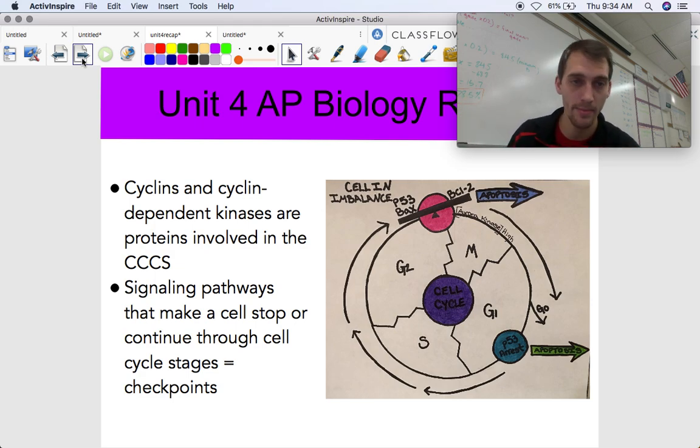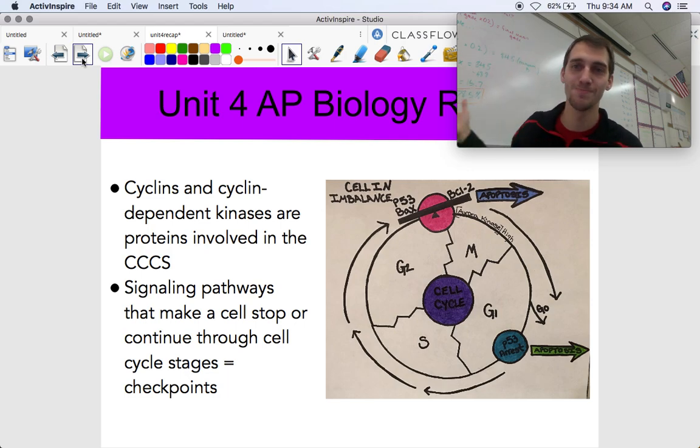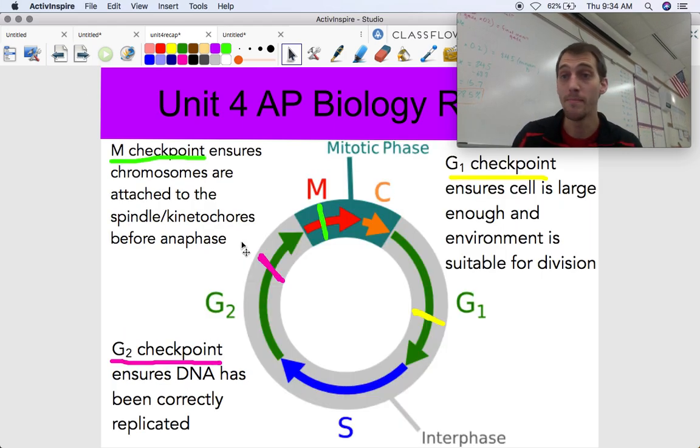Signaling pathways that make a cell stop or continue through cell cycle stages are called checkpoints. So cyclins and cyclin-dependent kinases are involved in signal transduction pathways that will tell a cell, hey, you're good to go on to the next phase of the cell cycle, or no, you're not good to go on, and you should apoptose, in other words, okay? That's one of the main fail-safes of regulating cell division.